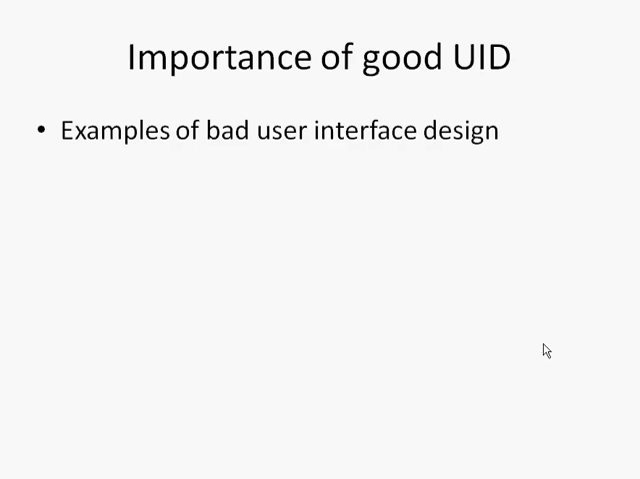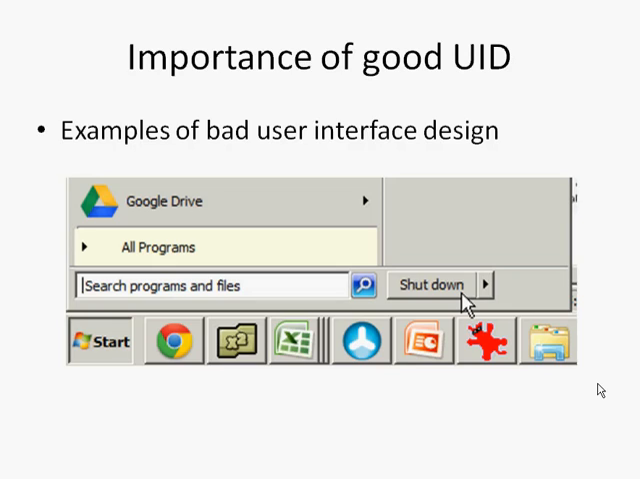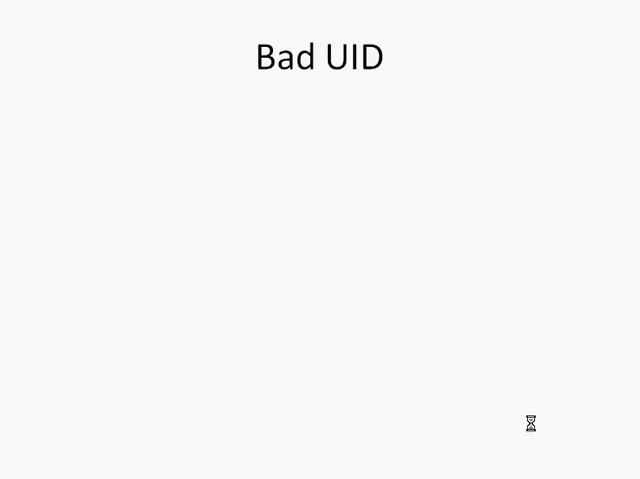Some examples of bad user interface design. This is quite a famous one, and it cost Microsoft a lot of money because it forced them to have to make a redesign. When users want to shut down, why do they have to go and click on Start first? Surely it should be a button that says Finish before they shut down.